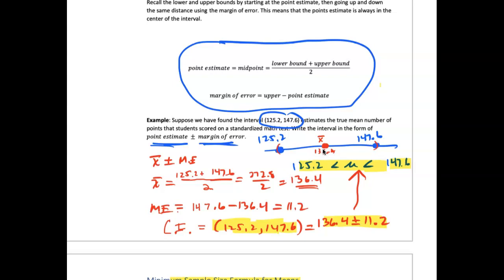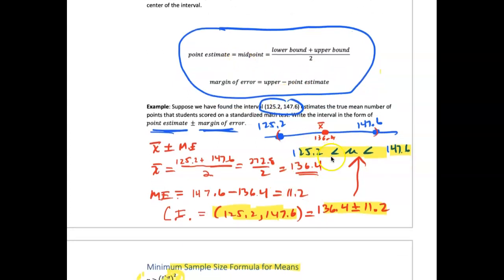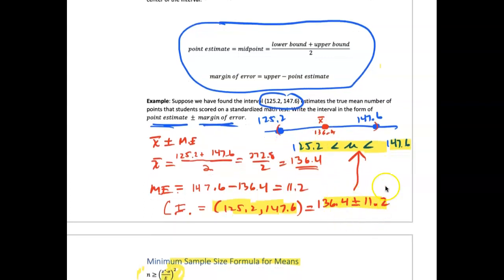Now the margin of error is the distance. It's the actual distance between the center and the end. And the way you calculate it, just subtract 147.6 minus 136.4, which was our point estimate, right? We didn't know that. We were just given this, and then we work our way backwards. We undo it, given the information we have, to actually come up with a point estimate and the margin of error. Now, I could have done 136 minus 125 and got the same answer, and I would have got the 11.2, the margin of error.